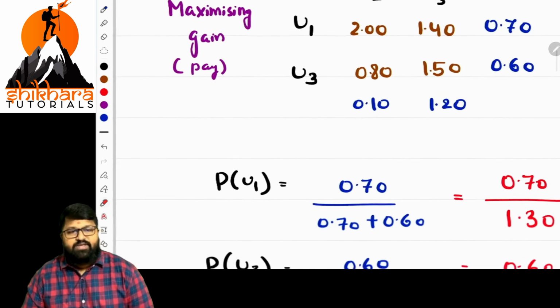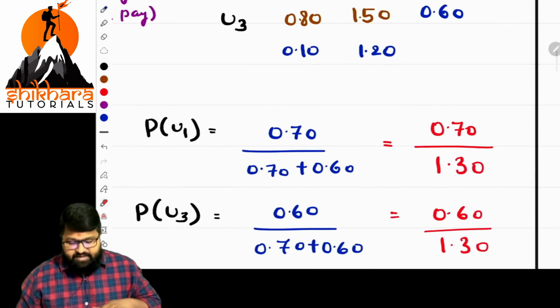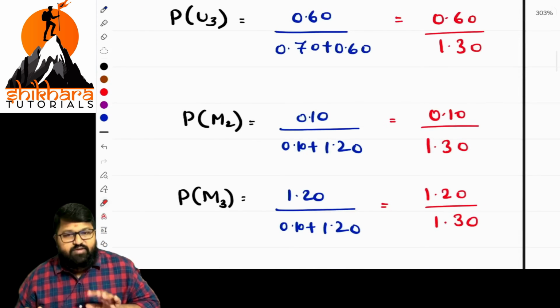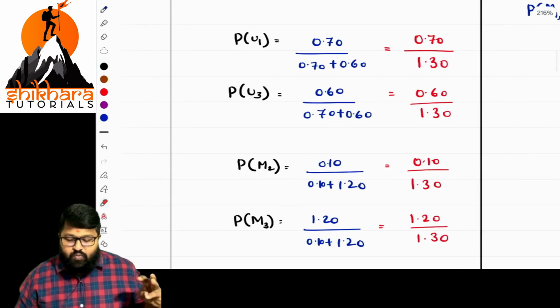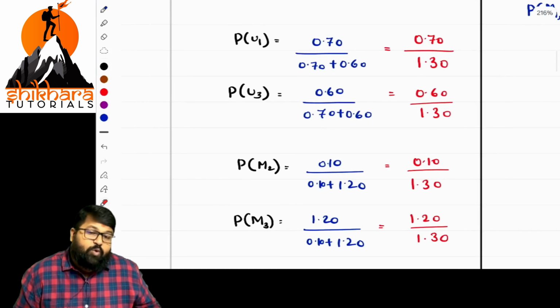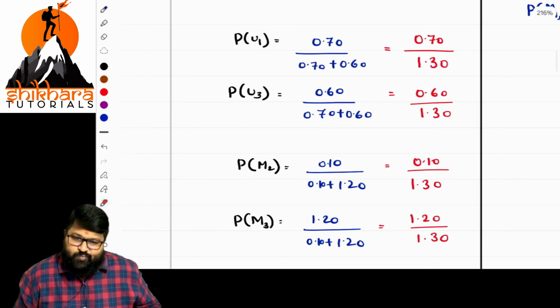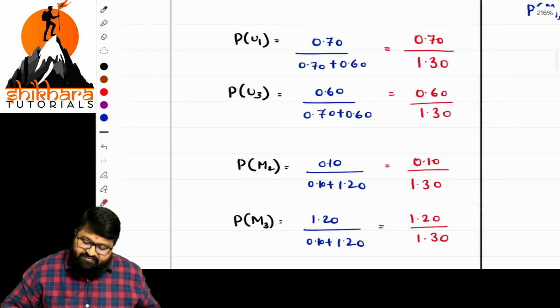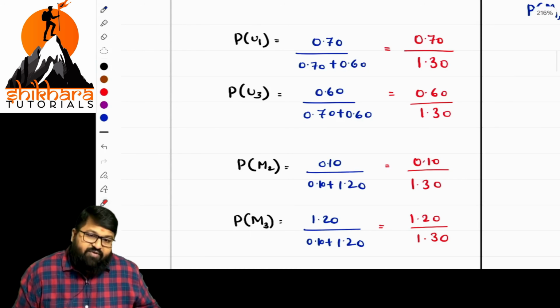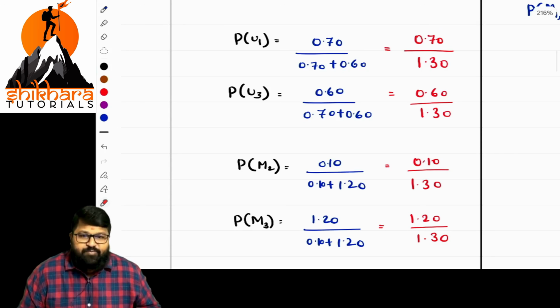Now, what is the probability? Simply, I've calculated that one. Now, same probabilities are calculated here. Okay. So now probabilities for U1 and U3 are done. What about the probability for U2, sir? It's 0. The same way, sir, for M2 and M3 have done. What is the probability regarding the other M1? It's a 0. Why 0, sir?